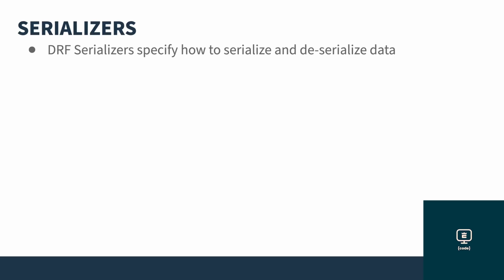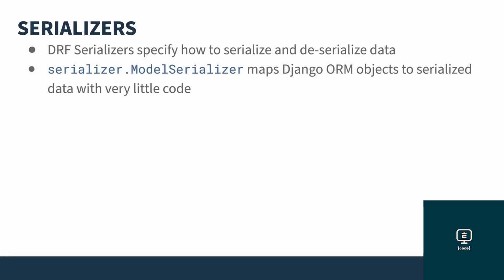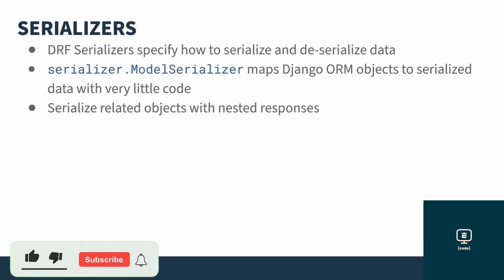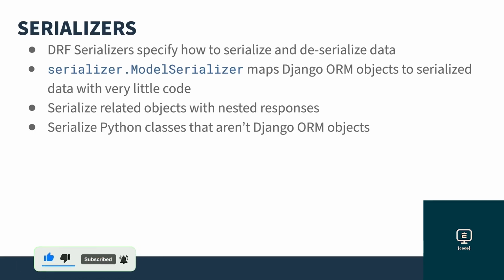Inside DRF, the serializers are responsible for turning your data into payloads and taking payloads and turning them into your data. The model serializer maps Django ORM objects. This means it takes very little code to convert something you've already got into a payload. Objects with relationships on the server side can be serialized together and nested into parent objects. Although the most common use of serialization is to serialize Django ORM objects, DRF serializers are able to serialize generic Python classes. You can pretty much serialize or deserialize almost anything that you want.